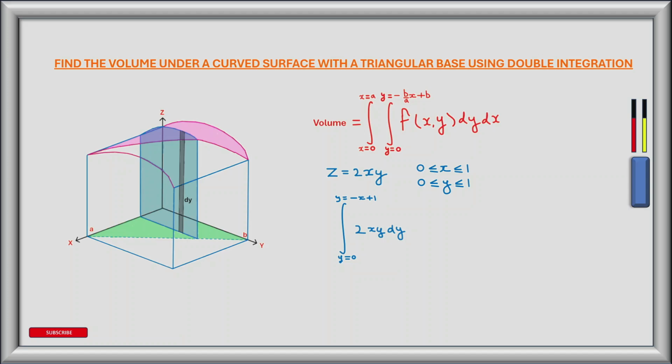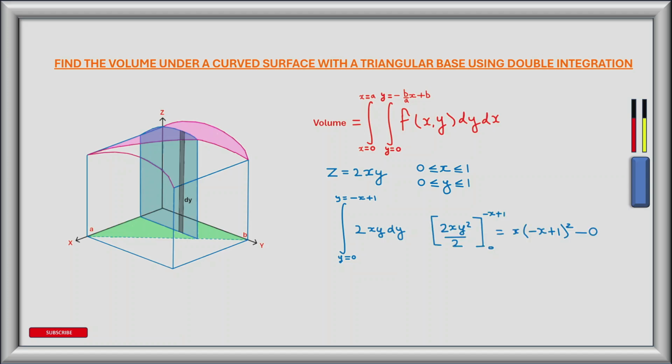So firstly, we need to integrate in the y direction from y is equal to 0 to y is equal to minus x plus 1. If you think in our original example, we had y is equal to minus b divided by a times x plus b. Well, in this case, a and b are both equal to 1. So the upper limit is the equation of the line that we saw in our previous example. So that is y is equal to minus x plus 1.